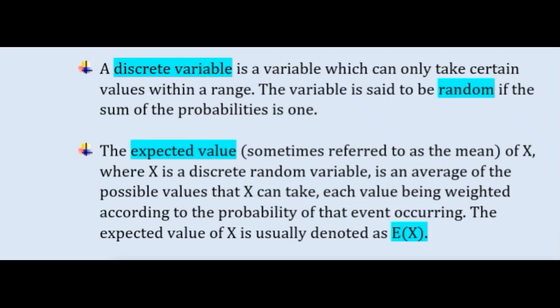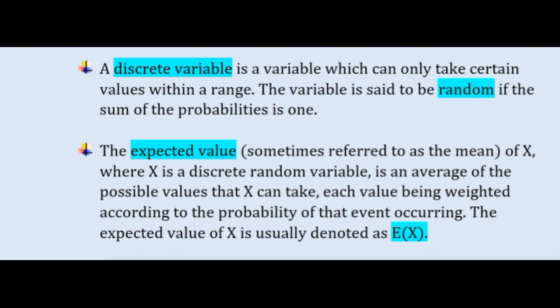Before getting started, I would like to go through the basic theory of the expected value of a discrete random variable. So what's a discrete variable? A discrete variable is a variable which can only take certain values within a range. The variable is said to be random if the sum of the probabilities is 1.